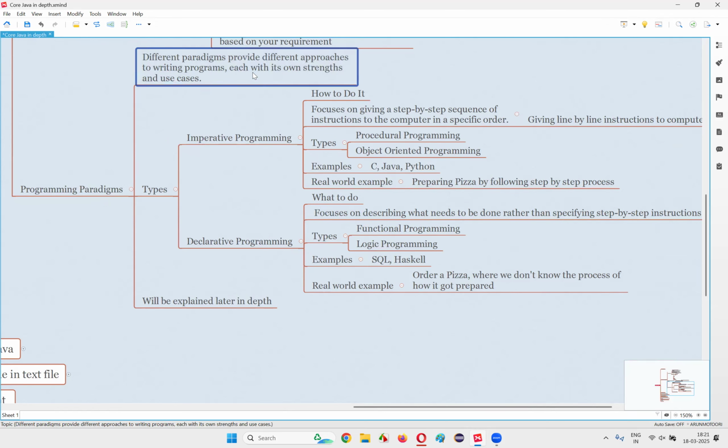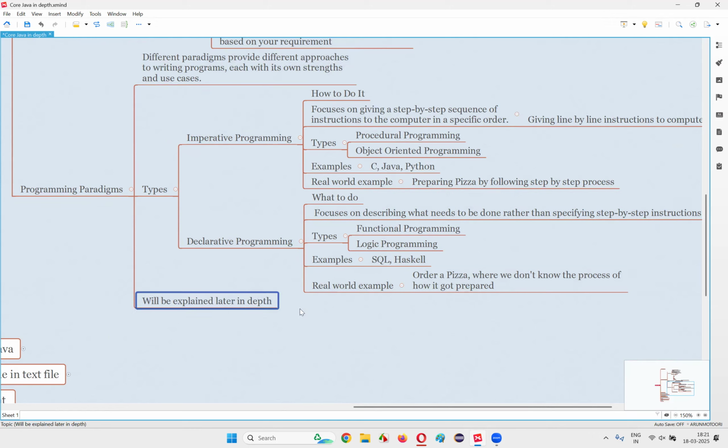These are different types of approaches to writing programs. Developers can write programs according to the language. Some languages will support imperative, some will support declarative. Examples for declarative programming are SQL, Haskell, and maybe many more. Imperative is giving step-by-step instructions to the computer to perform the task. Declarative is where you are not giving step-by-step instructions, you are directly commanding the computer to get the task done.